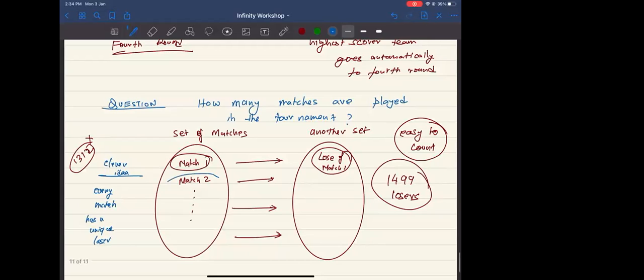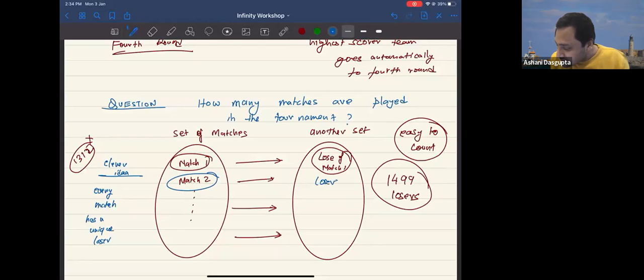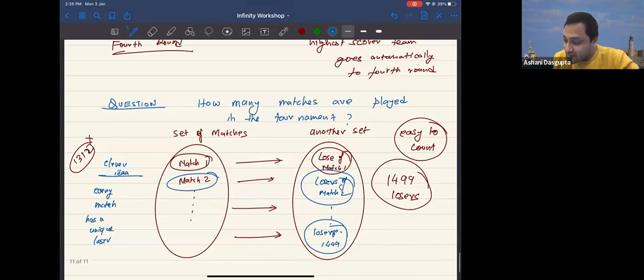So if you count the number of losers, you are indirectly counting the number of matches. And you know how many losers there are. There are 1499 losers because only one team will win the entire championship. So there are 1499 losers in this set. This other set is the set of losers now.